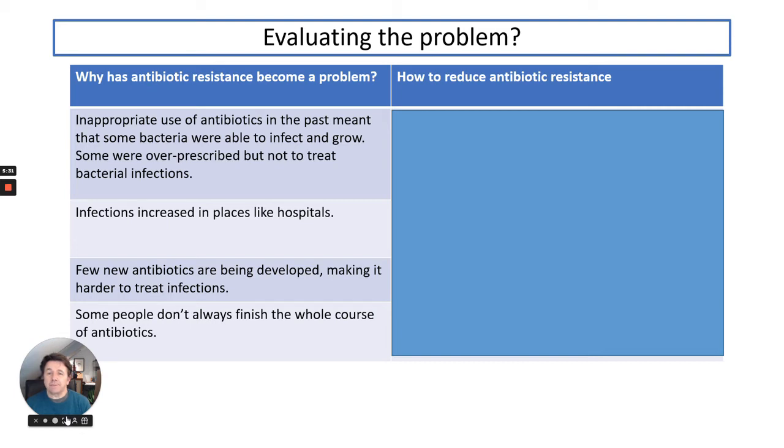So why has it become a problem? Well, basically the inappropriate use of antibiotics in the past has meant that some bacteria were able to infect and grow. Some antibiotics have been overprescribed, but they don't treat the bacterial infections, and they've been given out by medical professionals for the wrong reasons. That was in the past. Infections have increased in places like hospitals because all the non-resistant bacteria are getting killed by lots of medicines, leaving the resistant bacteria to thrive.